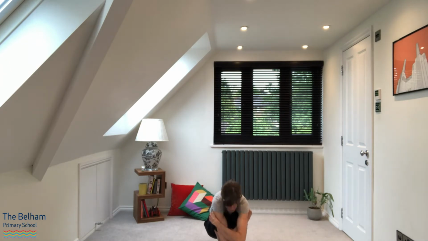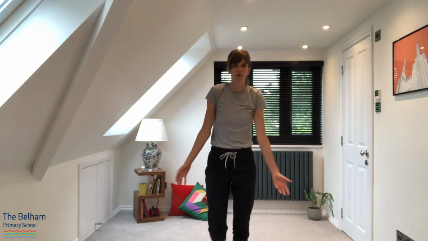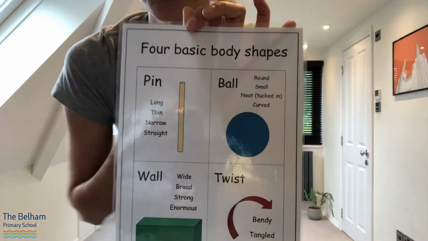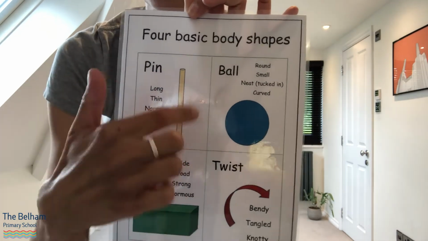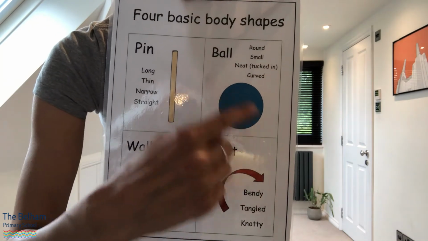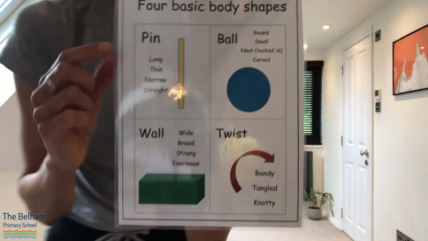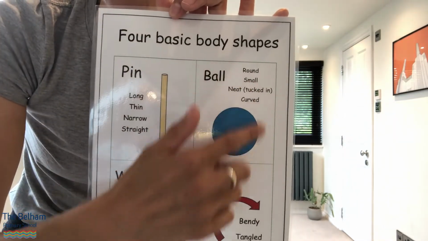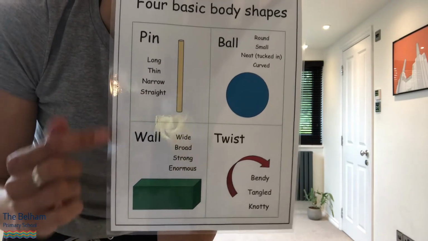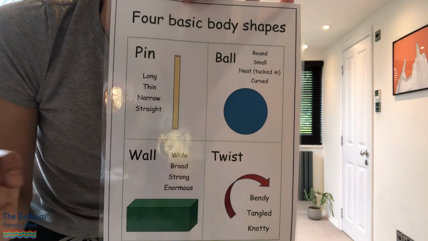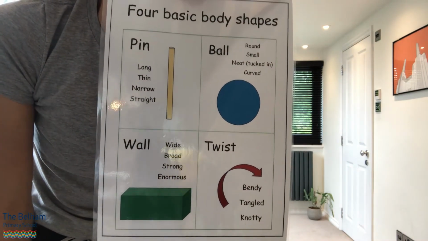Well done. Good. Okay, now I thought another thing we could look at to do with dance and James and the Giant Peach are our 4 basic body shapes. So we use these in dance and we can make really interesting shapes. Which one do you think we've used already? We have used ball, because we've been a peach already, haven't we? So our pin is long, thin, narrow and straight. Our ball is round, small, neat and curved. Our wall is enormous, wide, strong, and our twist is twisted or bendy, tangled and knotty.